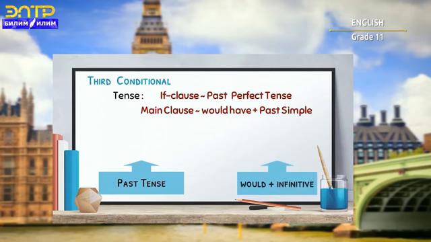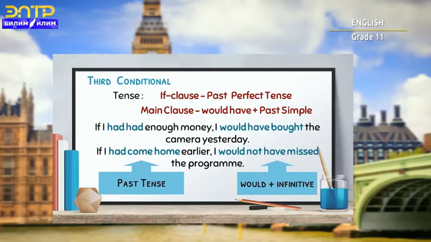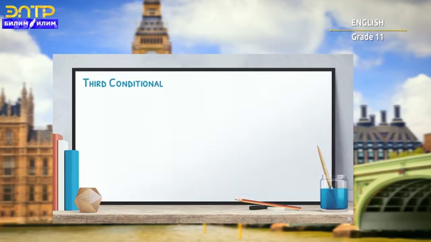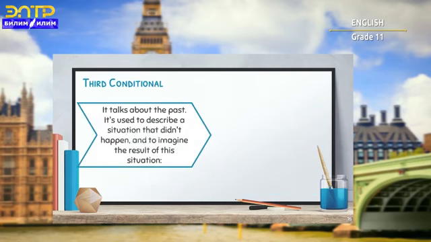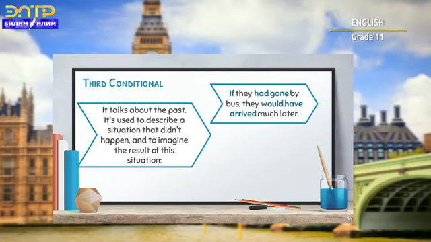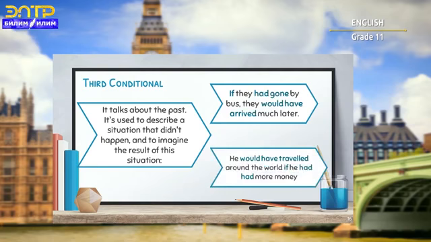Consider the examples below. If I had had enough money, I would have bought the camera yesterday. If I had come home earlier, I wouldn't have missed the program. It talks about the past. It is used to describe a situation that didn't happen and to imagine the result of this situation. For instance, if they had gone by bus, they would have arrived much later. He would have traveled around the world if he had had more money.